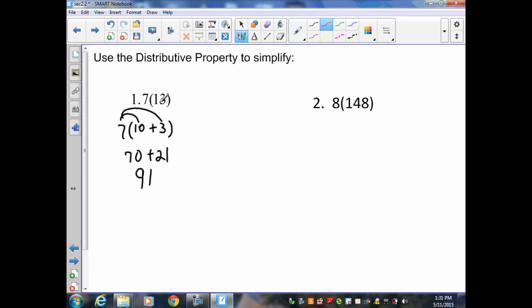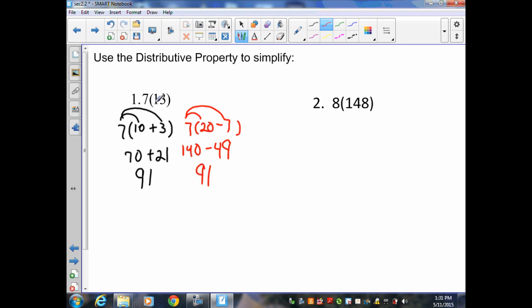The other way to do this is to go higher than 13. In other words, what tens digit is above 13? And that would be 20. And that would be 7, and then 20. And what number from 20 gives me 13? And that would be minus 7. 20 minus 7 is 13. Now I use a distributive property. 140 minus 49. And my solution here will be 91.